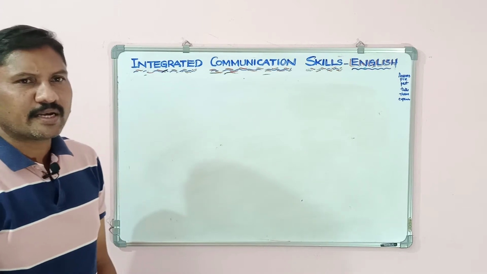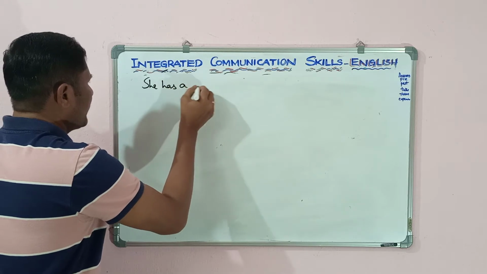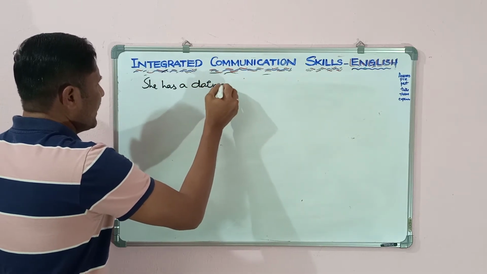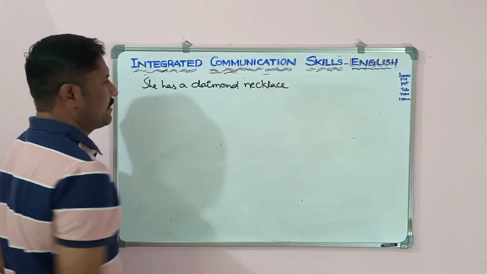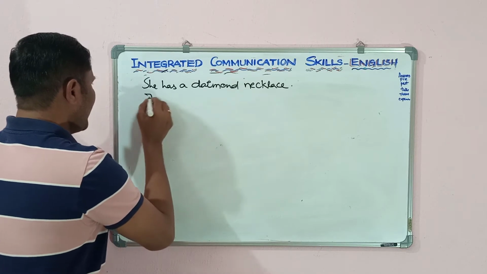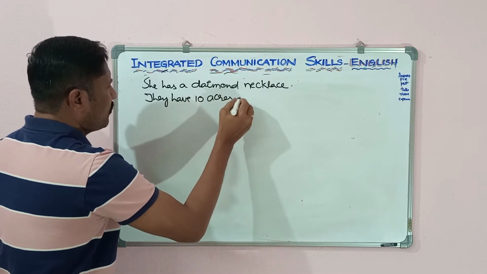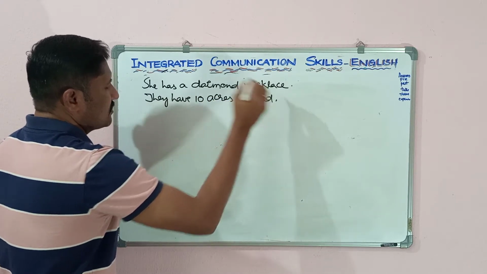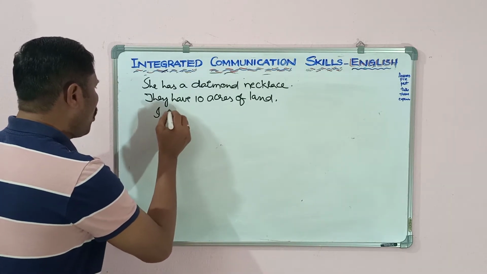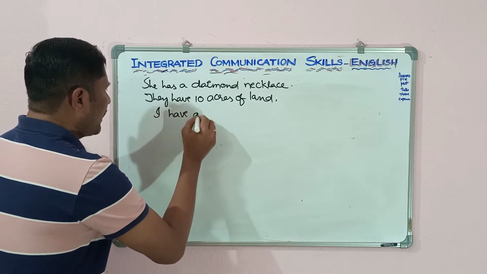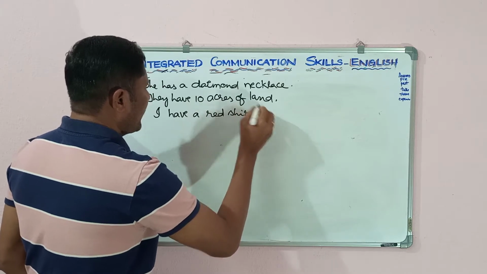Friends, let me write some sentences on the board. She has a diamond necklace. They have 10 acres of land. I have a red shirt.